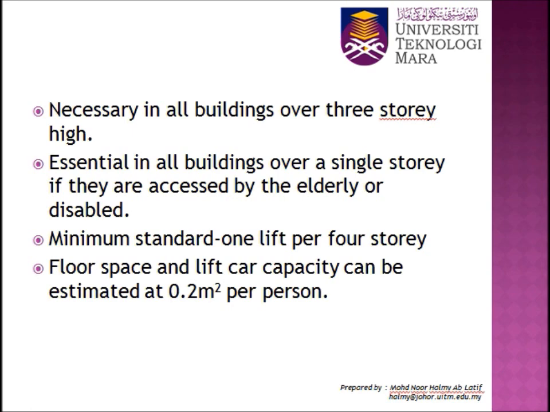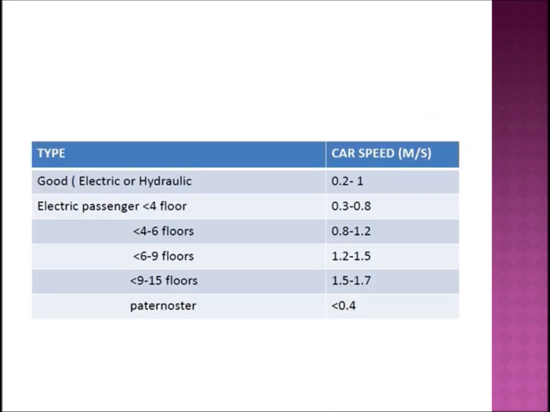Lift is essential in all buildings over a single story if they are accessed by the elderly or disabled. For example, kalau hospital walaupun ada 2 tingkat, pun ada lift. Sebab apa? Sesuai untuk orang yang menggunakan kursi roda ataupun katil bergerak. So minimum standards are 1 lift per 4 stories, and floor space and lift car capacity can be estimated at 0.2 meter square per person.